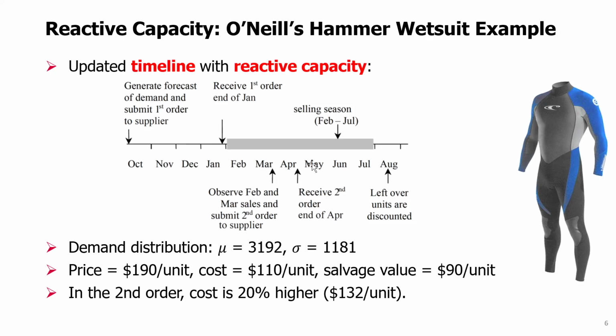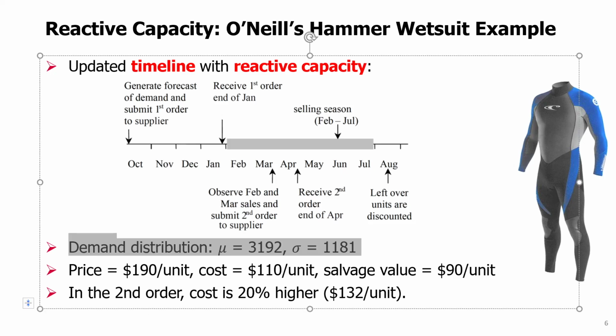And so in the second part of the season, we have potentially an additional quantity that we order in the second order opportunity. And it might be that we order 0 here, or it might be that we order some positive quantity, right? And we might still have leftover units. So the parameters are as before.